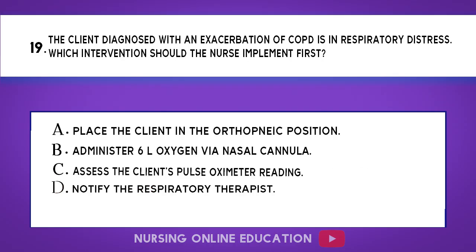19. The client diagnosed with an exacerbation of COPD is in respiratory distress. Which intervention should the nurse implement first? A. Place the client in the orthopneic position. B. Administer 6 L oxygen via nasal cannula. C. Assess the client's pulse oximeter reading. D. Notify the respiratory therapist. The answer is place the client in the orthopneic position.